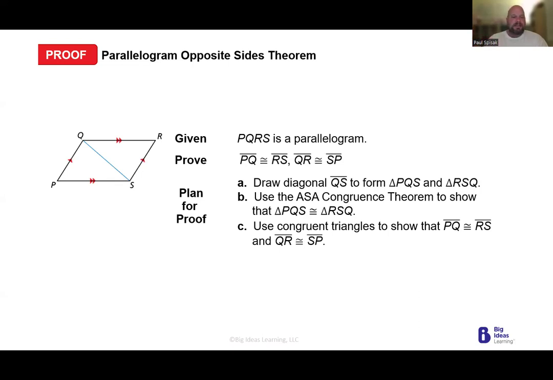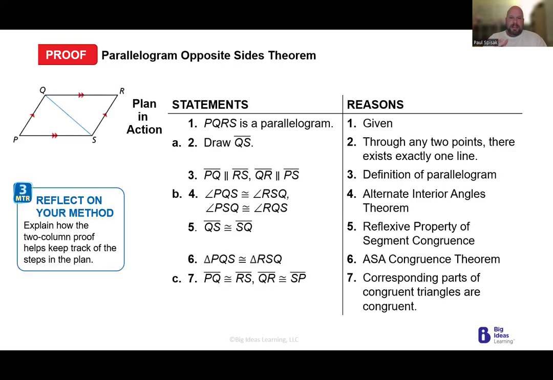Now, if you look at the diagram, they already have a diagonal drawn in. That diagonal is there as an auxiliary line so that we can show triangle congruence. And then from triangle congruence, we can show all the other parts are congruent. So for this shape, we're going to start off with, we have a parallelogram. That's what's given to us. So again, first statement, PQRS is a parallelogram. Why? It was given.